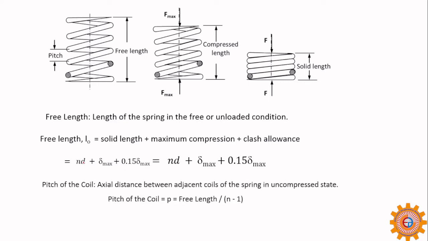The pitch of the coils. What is meant by pitch? It is the actual distance between the adjacent coils of the spring in the uncompressed state. So the pitch of the coil P is equal to free length divided by number of coils minus 1. Okay, next one.